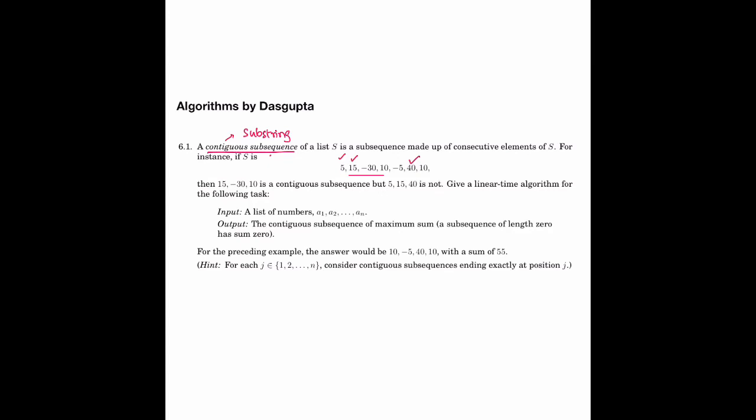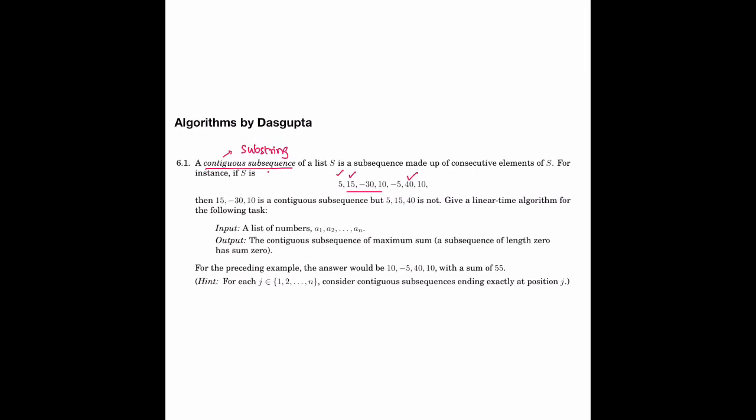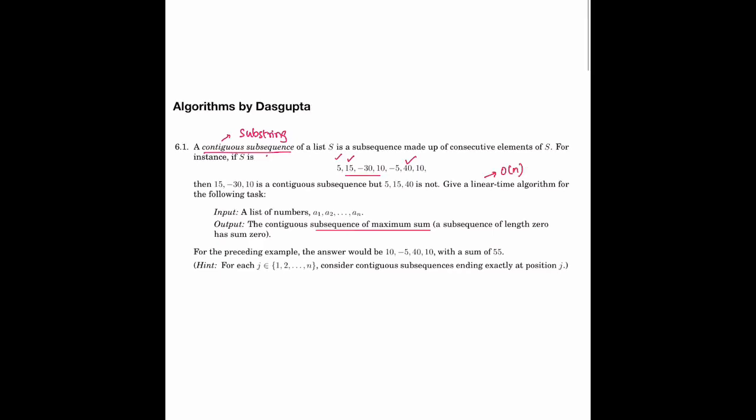Coming back to the problem statement, given a list of numbers a1 to an, we are asked to give a linear time, or O of n, algorithm to find the substring that has the maximum sum. Before trying to come up with the algorithm, let's work out the solution to the given example on paper. Any substring of the given list should end in one of the elements of the list.